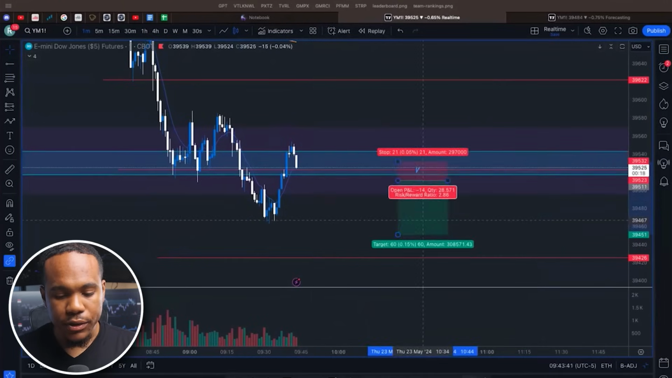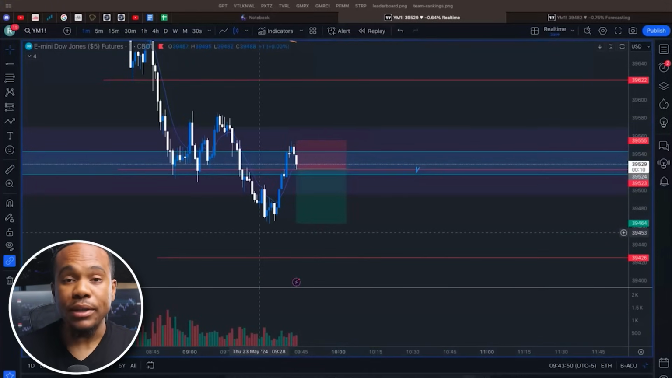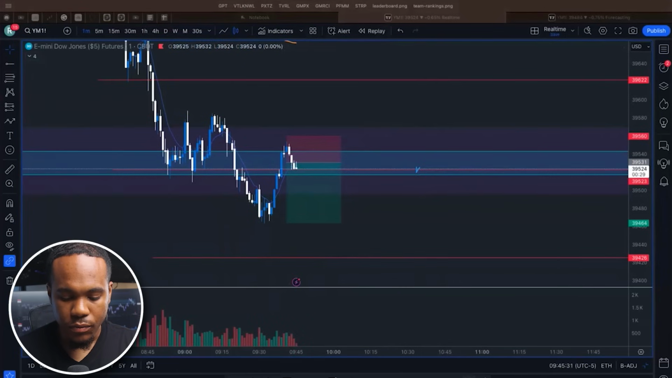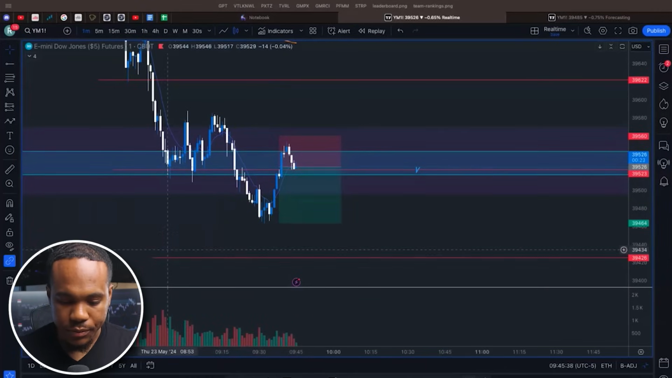Okay, so now here's where we're gonna start to enter. I was just waiting for confirmation. We have to wait for confirmation. We can't get FOMO, right? Okay, lower risk sell here. Boom. I say to sell. Let's go. Now we in it.